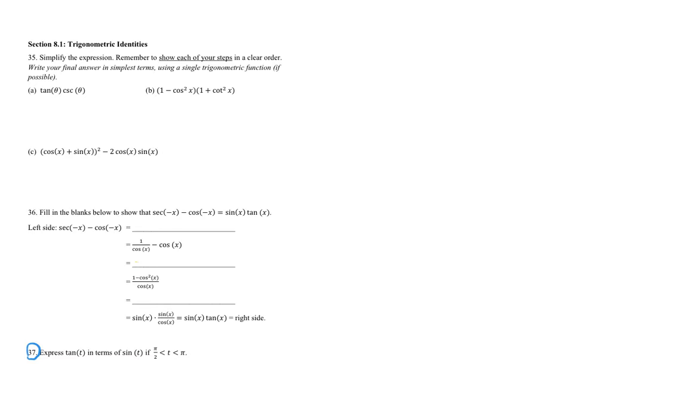Okay, number 37, we want to take tangent of t and put it in terms of sine. So we can only have numbers and sine in our answer. And we're going to be where t is between pi over 2 and pi, so that's going to be in quadrant 2. So we'll just keep that in mind for any sine things that we run into. So let's start off with tangent of t. How can we write that with sines?